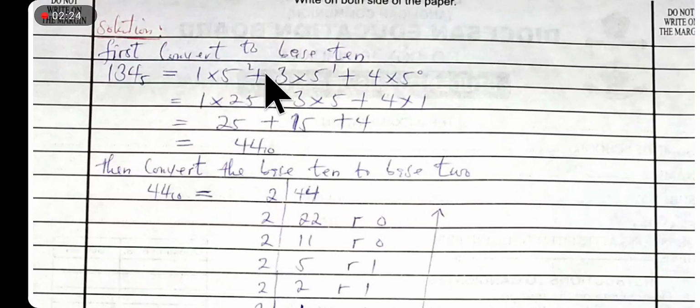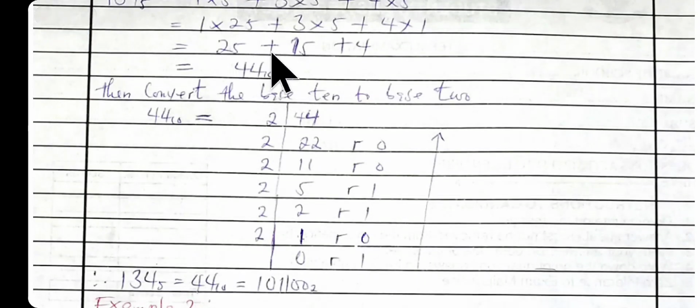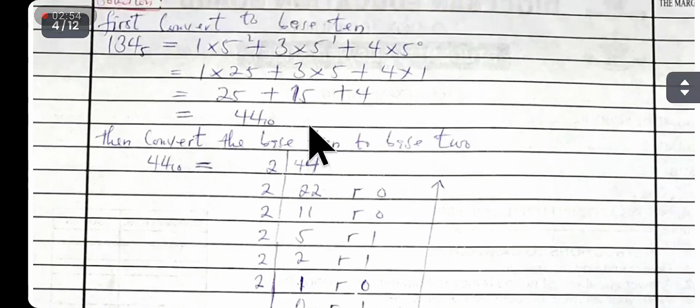After you have gotten this, 1 times 5 raised to power 2 gives us 25, plus 3 times 5 raised to power 1, which is 5, plus 4 times 5 raised to power 0, which is 1. Of course, any number raised to power 0 is 1. Then we have 1 times 25 is 25, plus 3 times 5 is 15, plus 4 times 1 is 4. 25 plus 15 plus 4 will give us 44 in base 10. Now we have converted this particular number to base 10.